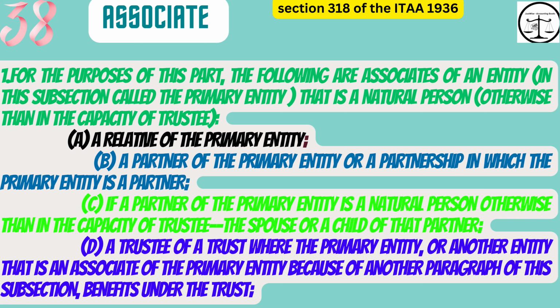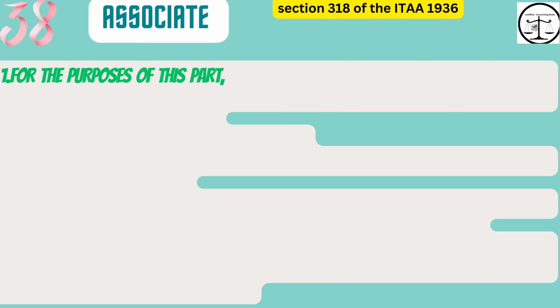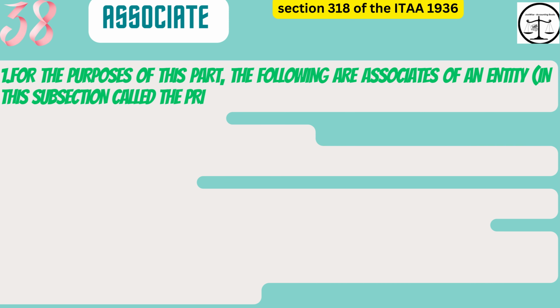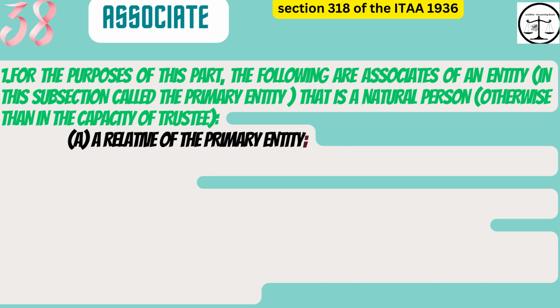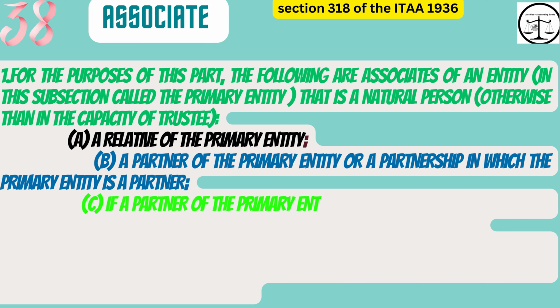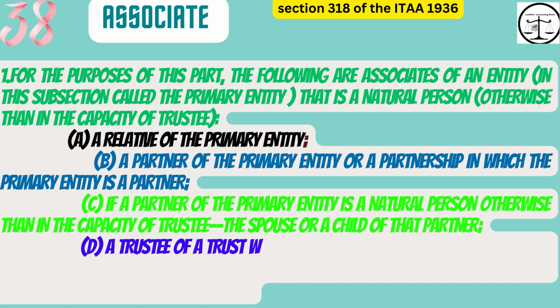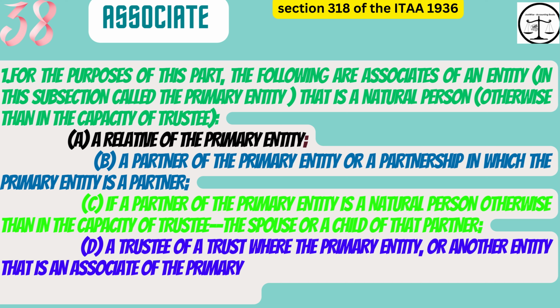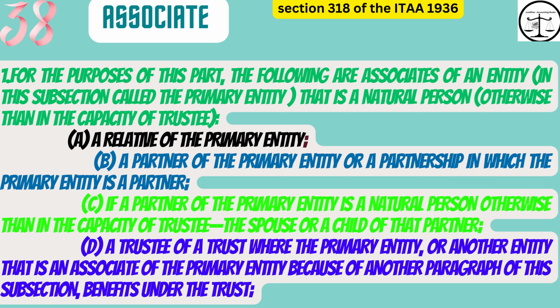Word number 38. Associate has the meaning given by Section 318 of the ETA 1936. 1. For the purposes of this part, the following are associates of an entity, in this subsection called the primary entity, that is a natural person, otherwise than in the capacity of trustee. A. A relative of the primary entity. B. A partner of the primary entity or a partnership in which the primary entity is a partner. C. If a partner of the primary entity is a natural person otherwise than in the capacity of trustee, the spouse or a child of that partner.